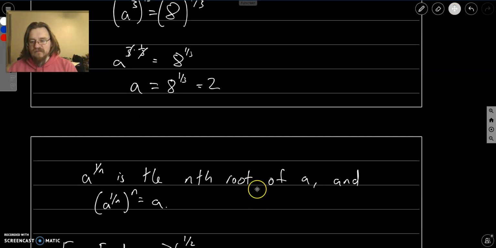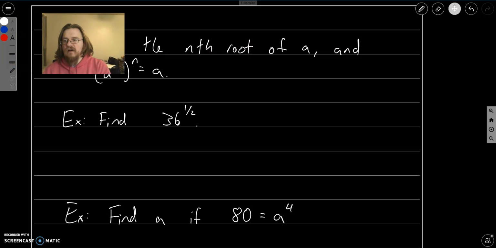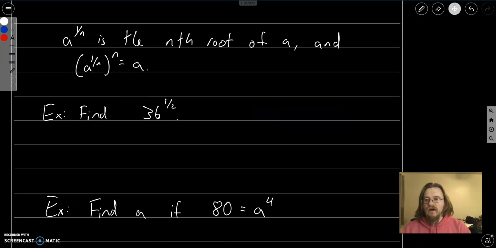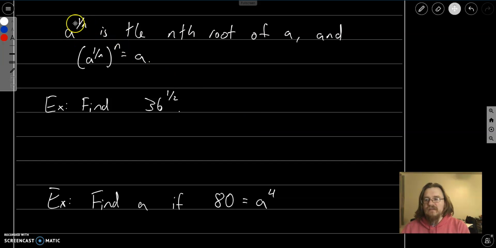So let's look at this. Move myself back down to the corner. So a to the 1/n power is the nth root of a. So this is how we refer to this, the nth root of a. And it's the number such that if you take it times itself n times, you get a. So let's do this in multiple ways.